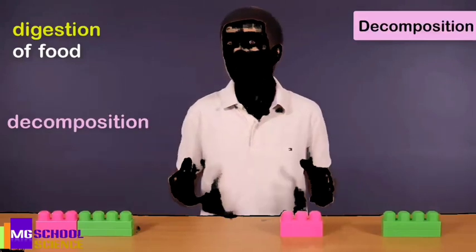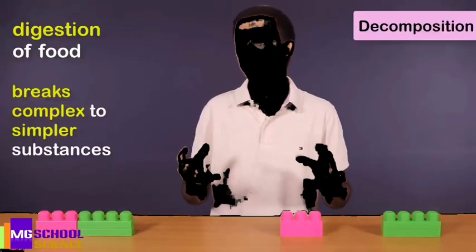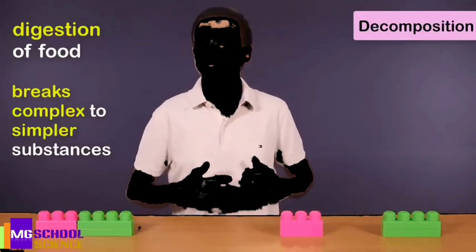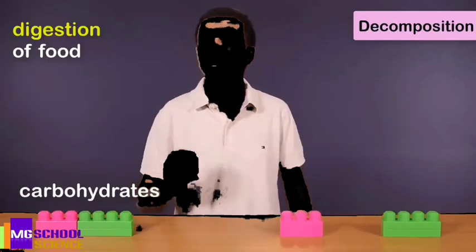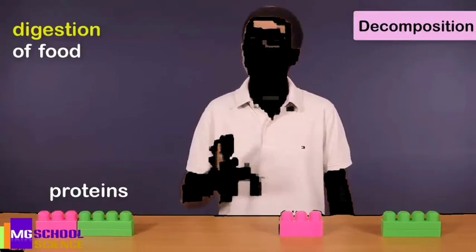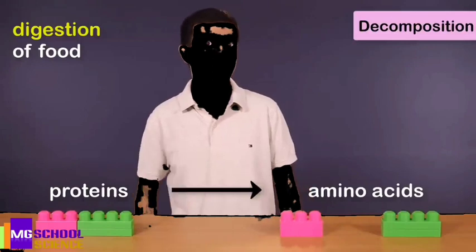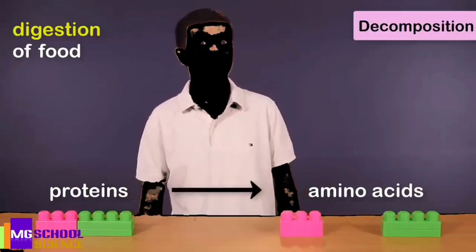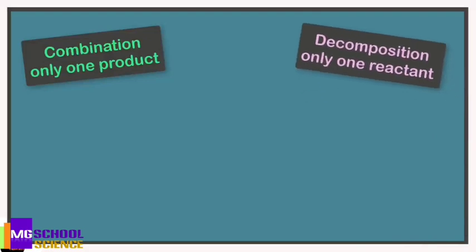Our digestive system breaks down the complex food substances into simpler substances. For example, carbohydrates are broken into simpler sugars such as glucose. Proteins decompose to form amino acids. So digestion is a decomposition reaction. Let's pin decomposition reaction on our concept board.